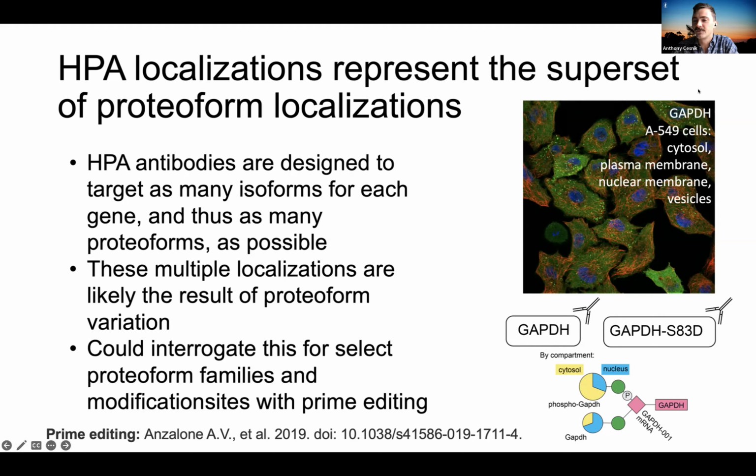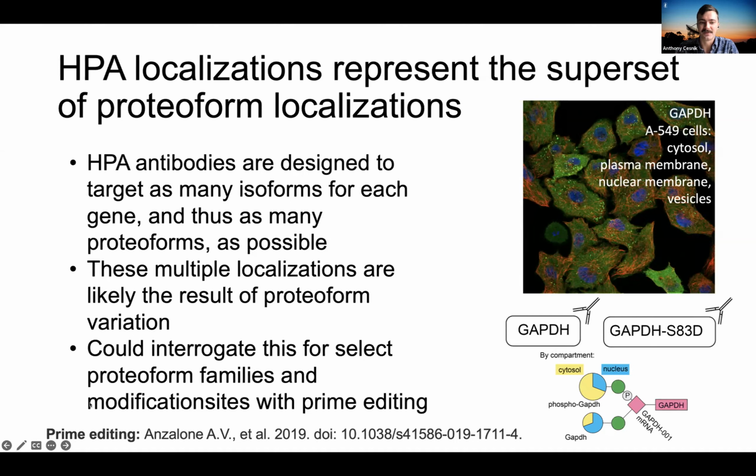Because if you look at GAPDH, I find this one image to be so interesting, because it's a quite well validated antibody, and GAPDH is just everywhere. It's in the cytosol, it's in the plasma membrane, it's in the nuclear membrane, it's in the vesicles. It's all over the cell. So in terms of housekeeping, if it's a housekeeping gene, then it's all over the house. Yeah, and so I think that a lot of these variations, especially nuclear to cytosol translocations and beyond, are the result of proteoform variation.